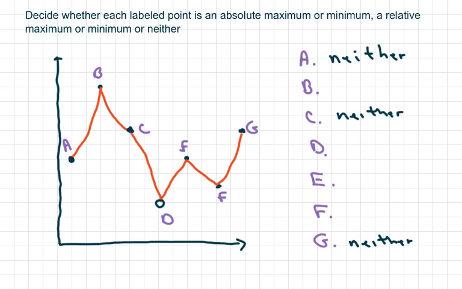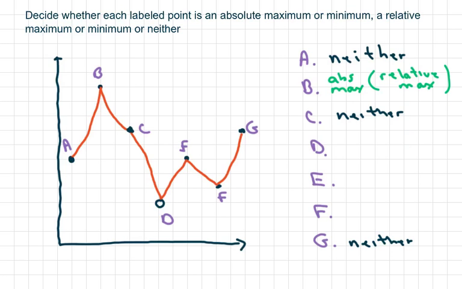Now let's look at the absolute maximum. We do have an absolute maximum at B because it's the biggest one, so it's like the big guy. So B, we have an absolute max. And just by virtue of being absolute, it's also a relative max. It's both.